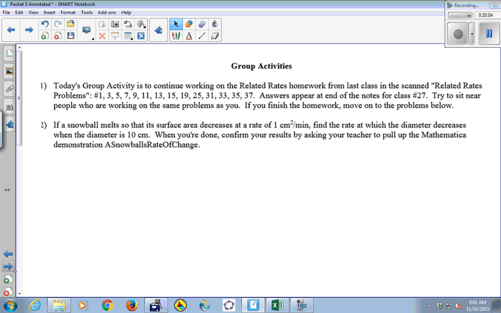Okay, so your group activity is to continue working on the related rates homework from the scanned related rates problems. You have the answers. If you finish that homework, or if you've already finished that homework, move on to the problems that follow. I think I gave you like 3 new ones, if you happen to have finished already, or if you finish before class is over.